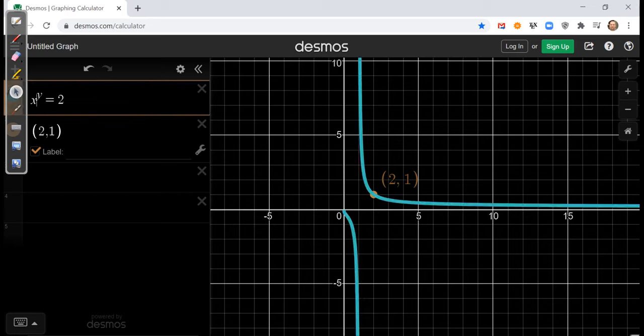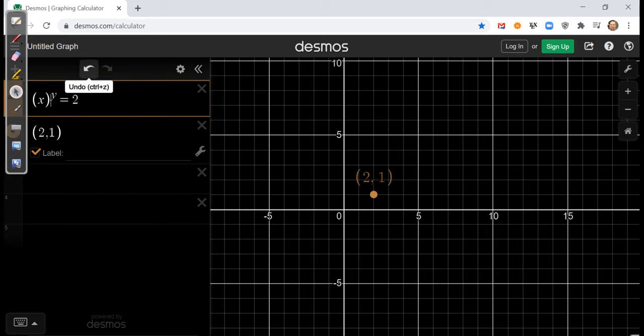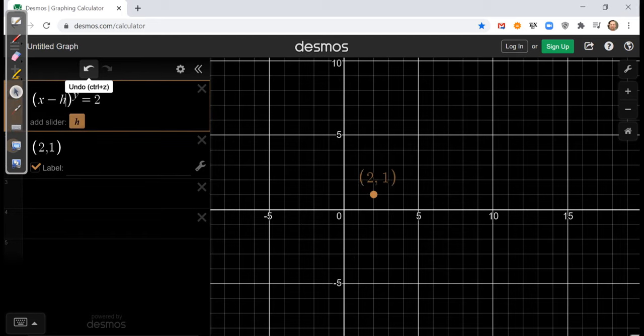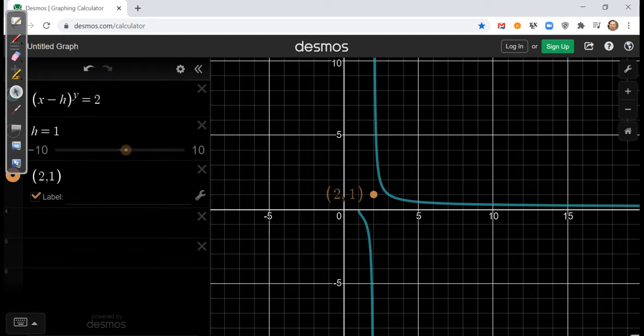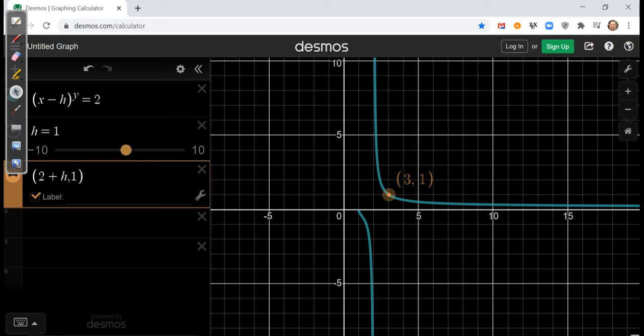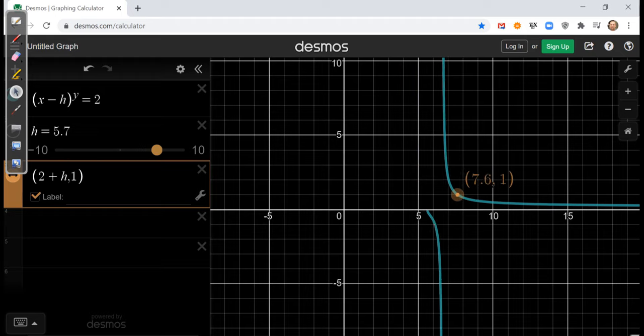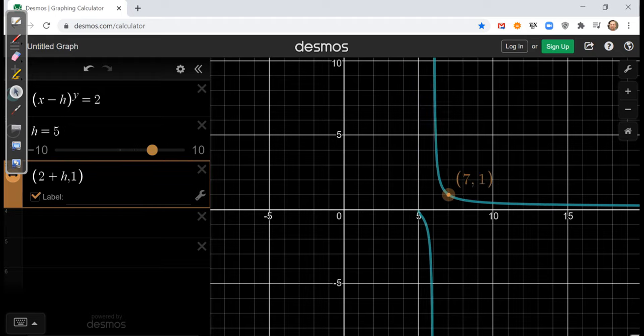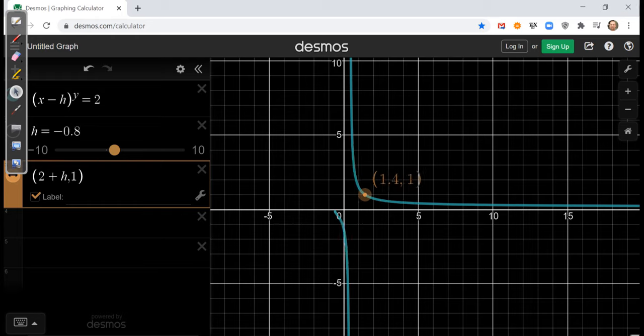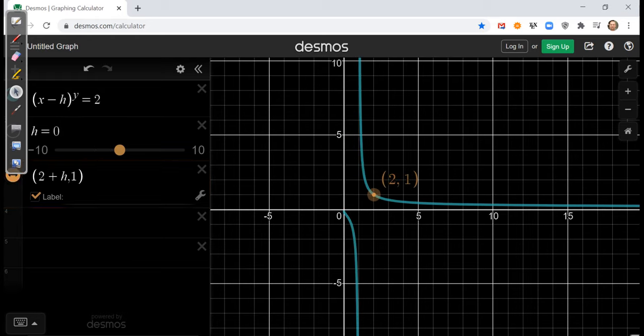So if we want to do some type of transformation, let's say we want to do a shift. Let's do x minus h and add the little slider right here. And to compensate for shifting by h, we have to add h to the coordinate there. If we start making h get bigger, this makes the graph go to the right. If we make h get smaller, this makes the graph go to the left. And if we bring it back to 0, it's as if no shift happened whatsoever.